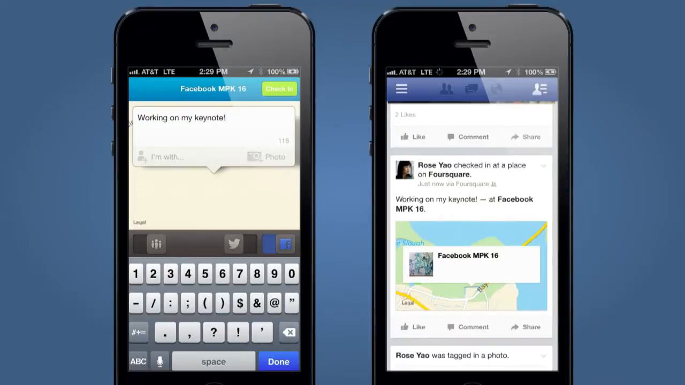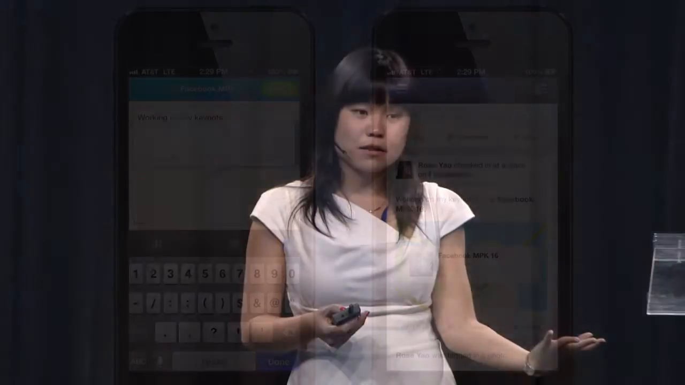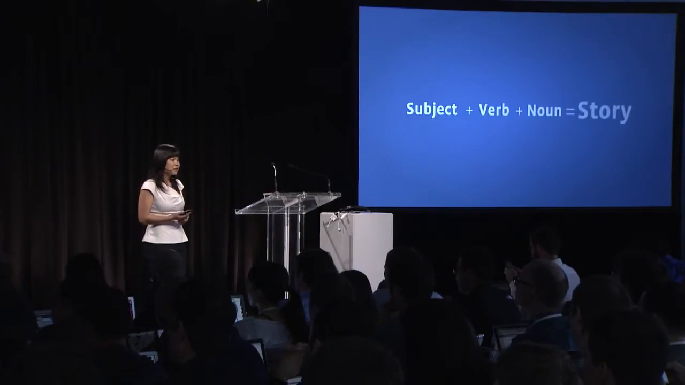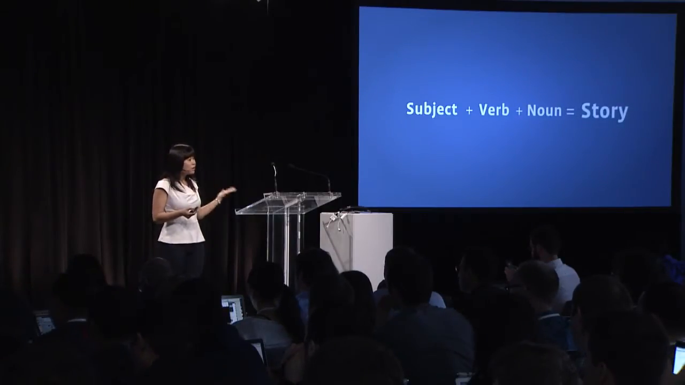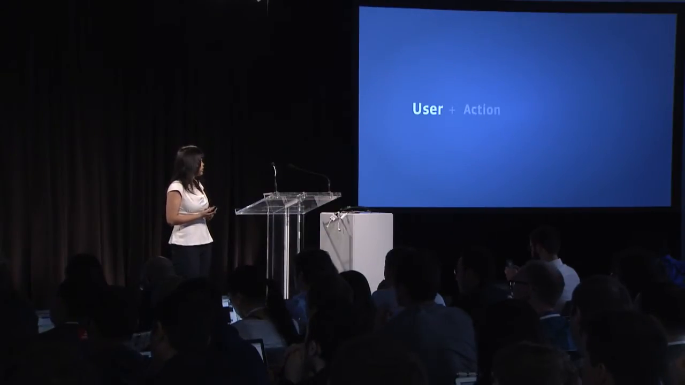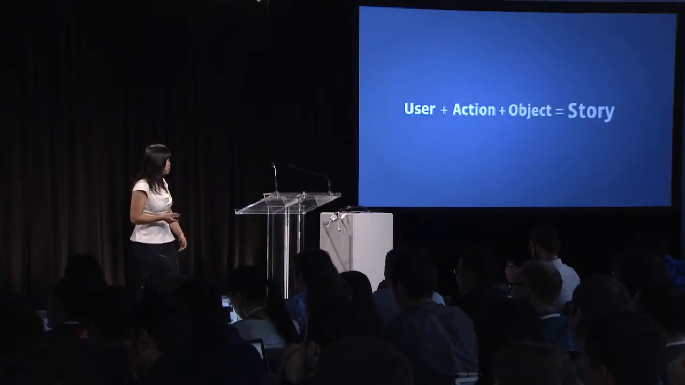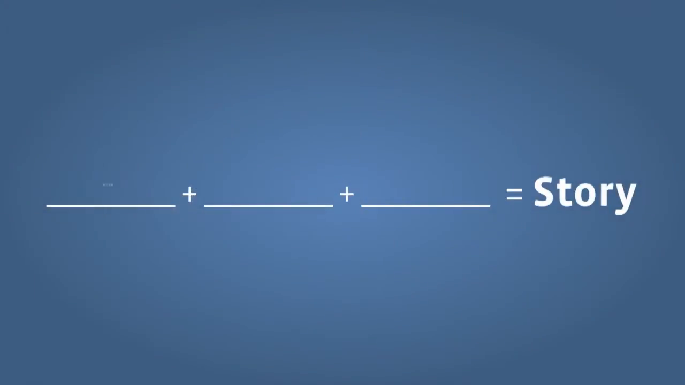Right? So we've been talking a lot about how these stories show up, but we're all engineers here. We're all developers. So let's break this down a little bit. What is a story? Well, a story is a subject plus a verb plus a noun, right? Pretty simple. And then Open Graph echoes this model with basically a user plus an action plus an object. An example of a story would be, especially for me, Rose ate a meal. I like to eat a lot, so I'm pretty excited to be here, actually.